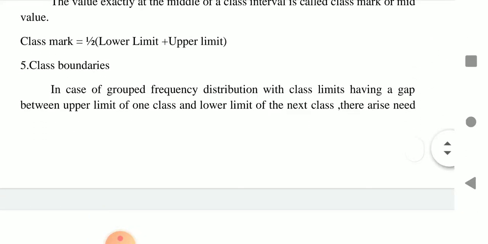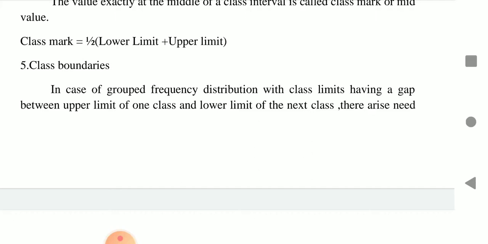And the fifth one is class boundaries. This usually arises in the case of inclusive classes. What are inclusive classes? Framing classes in such a way that there is a gap between the upper limit of one class and the lower limit of the next class.